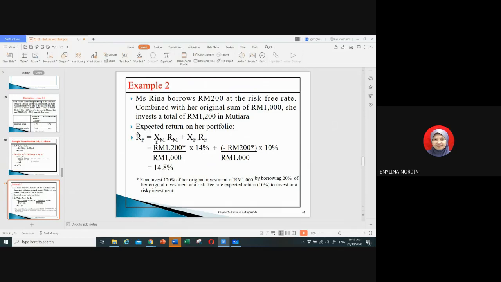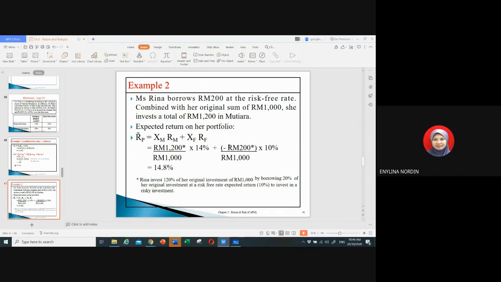So, what is the weightage? And then you multiply by the return. So 1,200 divided by 1,000, the original fund. The total amount invested in Mutiara, you divide by the total original fund owned by Rina, 1,000, then multiply by the expected return of Mutiara, and you plus here you can see negative.